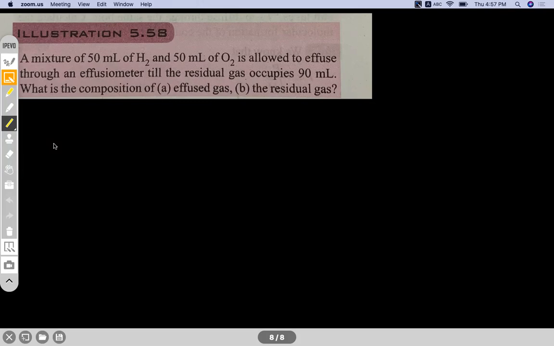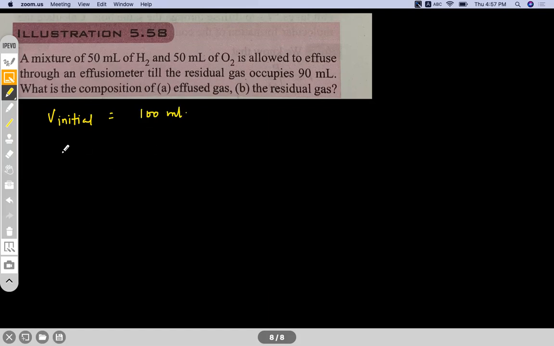Yeah, that's right, Aditya. That's correct. So a simple one, you see: 50 ml of H2 and O2 is allowed to effuse through an effusiometer till the residual gas occupies 90 ml. Okay. So initial volume, V initial, we have is 100 ml.